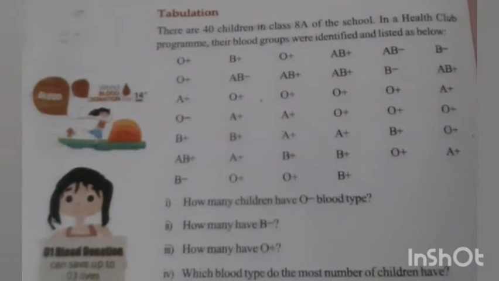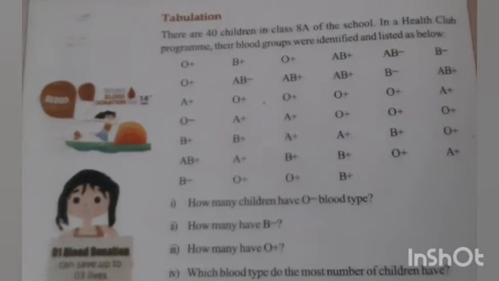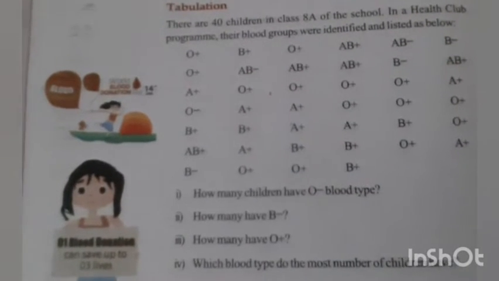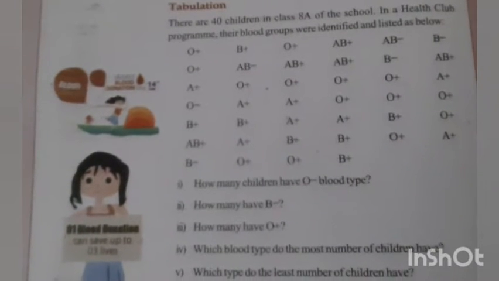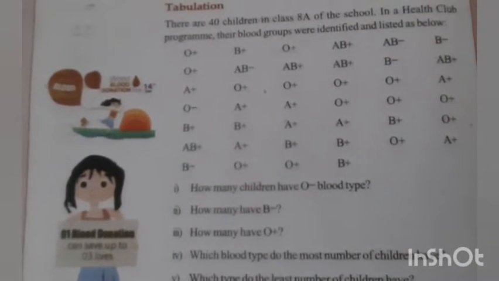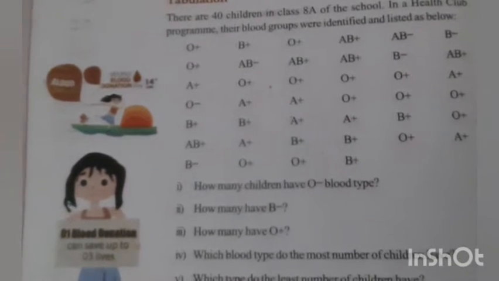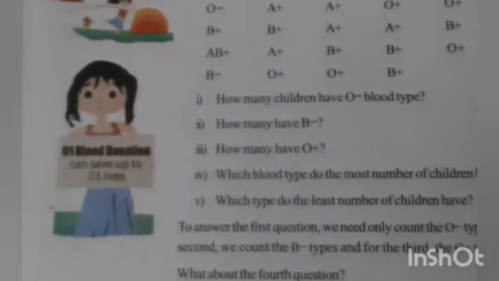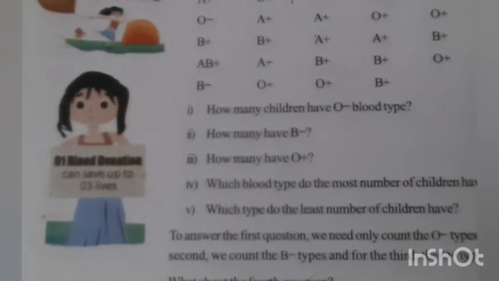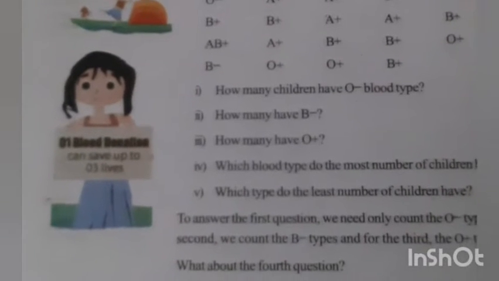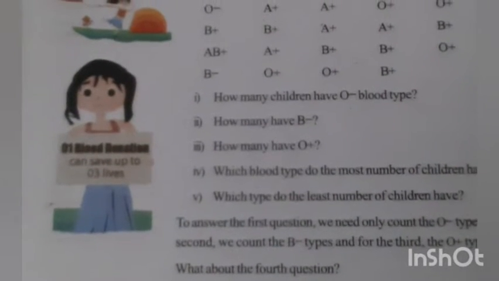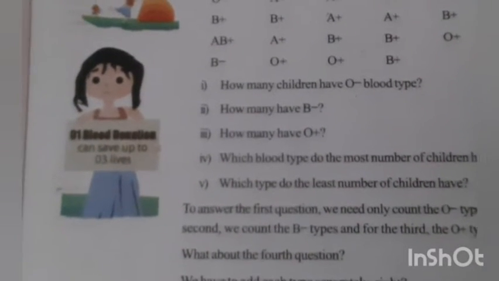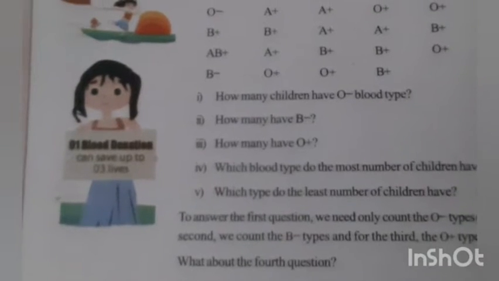There are 40 children in class 8A of the school. In a health club program, their blood groups are identified and listed as below. So 40 students' blood groups are listed below. How many children have O negative blood? How many B negative? How many O positive? Which blood type do the most number of children have? Which type do the least number of children have? So you have to find out the answers to these questions.